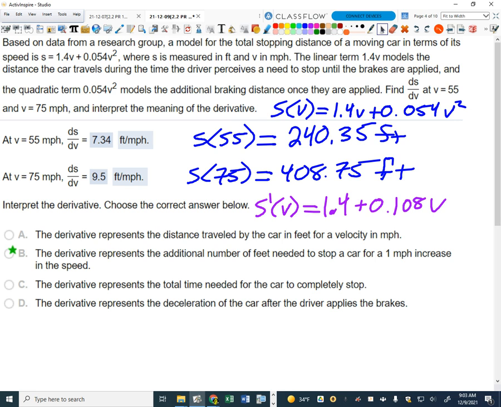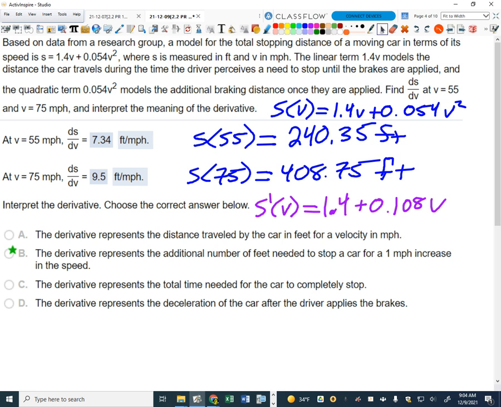So a good way to think about it is, if I were to increase my speed by 1 mile per hour, how many additional feet would I add to the stopping distance? Did everybody see that? Is that technically true? Not really. It's not really true, because if I increase my speed by 1 mile per hour, the function has changed, right?